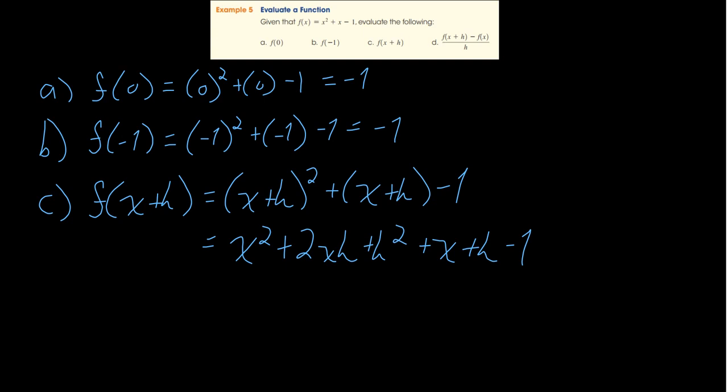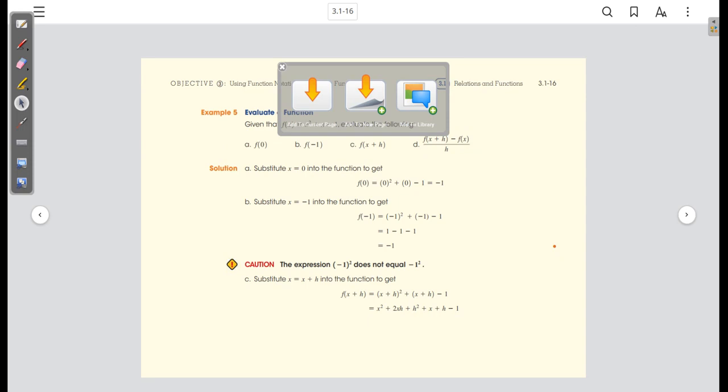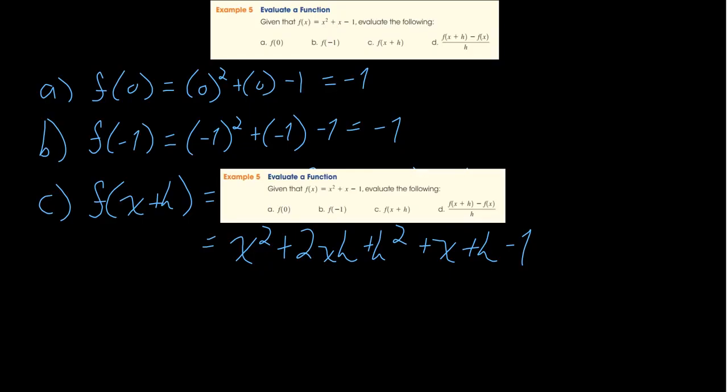Now D. Here we go. All right, we're going to go ahead and re-snip this so we know what we're looking at. Okay, so we're going to try that again and put it on a new page.